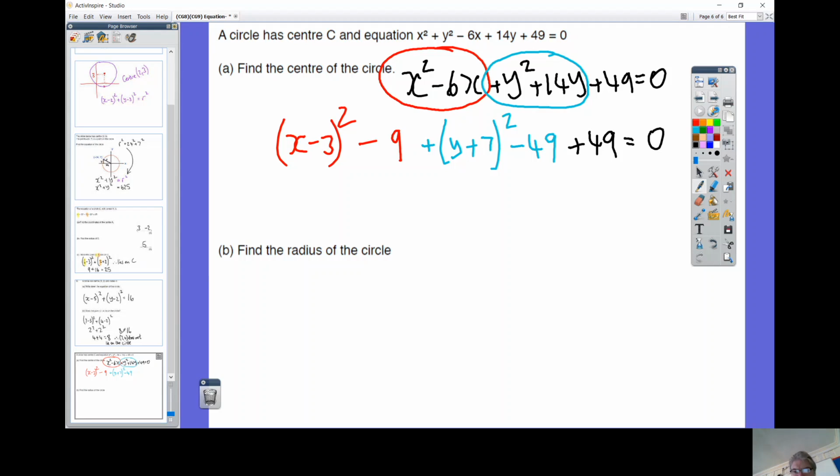Okay. Then go and just gather up all your normal numbers at the end. I'm going to keep the colour coordination going, I think. So we've got the x minus 3 all squared to start with. Then the plus y plus 7 all squared. And we're going to gather them up and take them over to the other side. So that's going to be equaling 9. So what is the centre of the circle just from that?